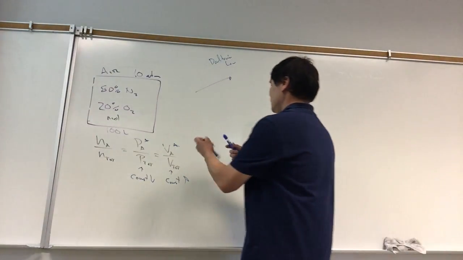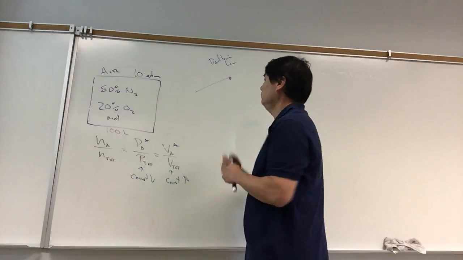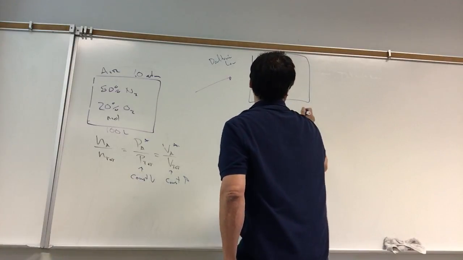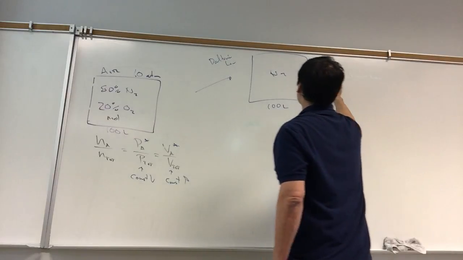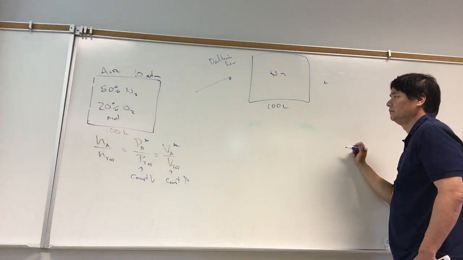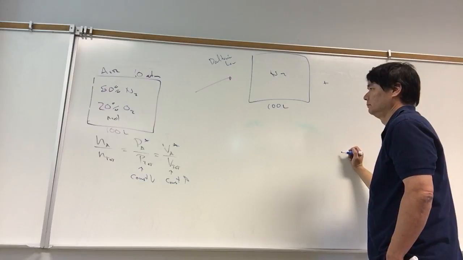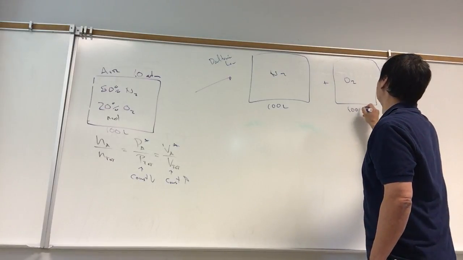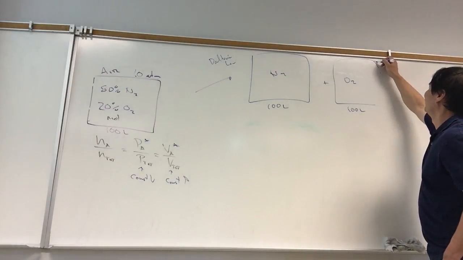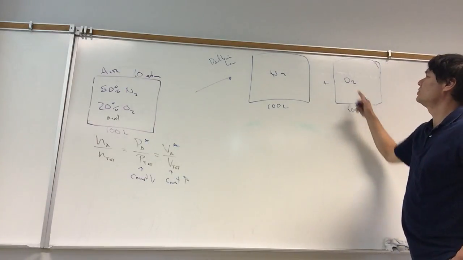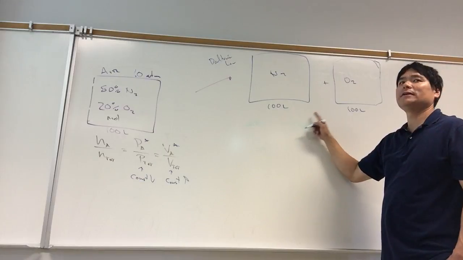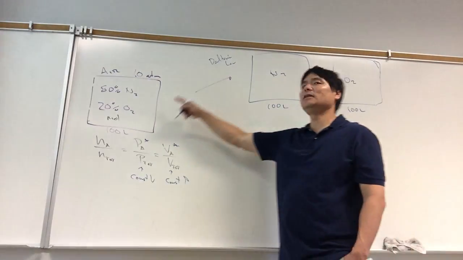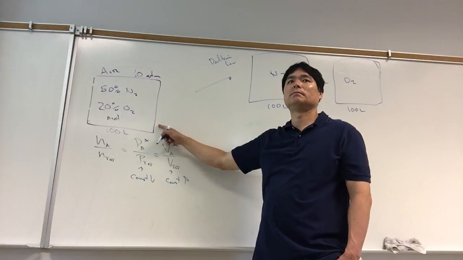I have 100 liters of nitrogen. And so in terms of Daltons, I've got 100 liters of nitrogen. How many liters of oxygen do I have? 100 liters of oxygen. Good. And so I got 100 liters of oxygen plus 100 liters of nitrogen. If I take 100 liters of oxygen and add it to 100 liters of nitrogen, how many liters of air do I have? 100.